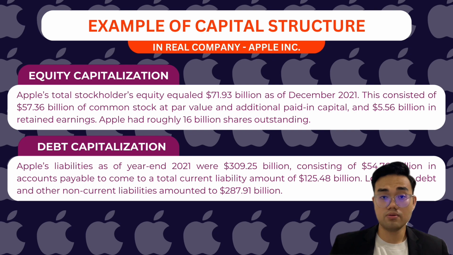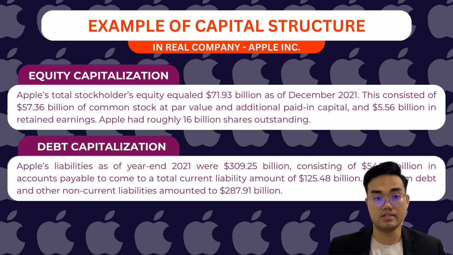Let's take a look at how capital structure applies in a real company, which is Apple. In terms of equity capitalization, Apple's total stockholders' equity equated to $71.93 billion as of December 2021. This consisted of $57.36 billion of common stock at par value and additional paid-in capital, and $5.56 billion in retained earnings. Apple had roughly 16 billion shares outstanding.